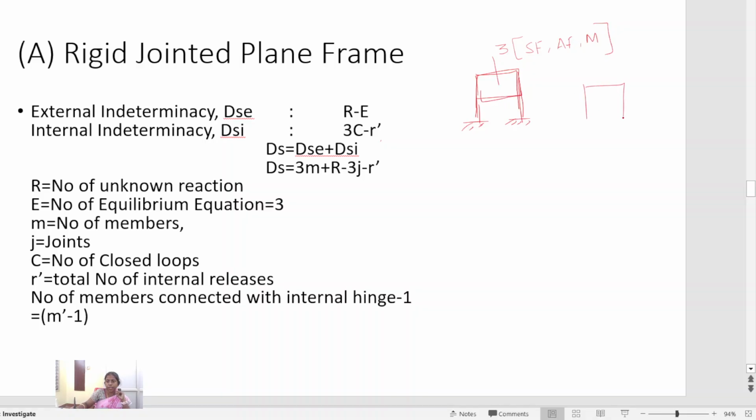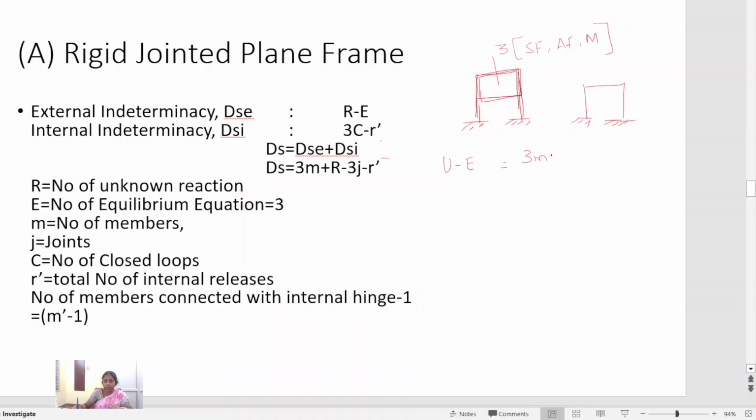If a simple frame is like this with the fixity, this will not create any loop. Any closed loop will be created like this. So the internal indeterminacy is 3C minus R dash. So R dash is common. It is the number of releases, which can be added to either external indeterminacy or internal indeterminacy. Normally U minus E is our general concept.